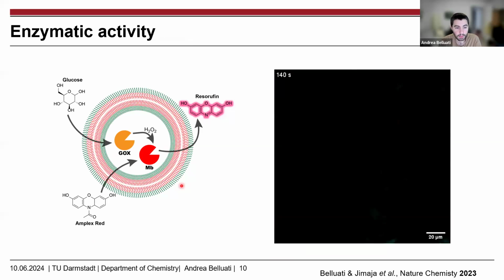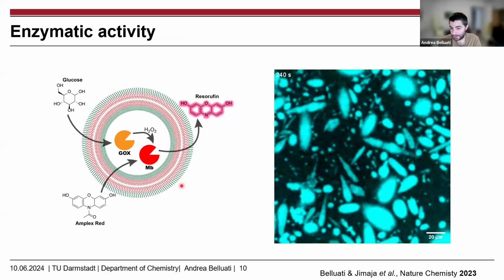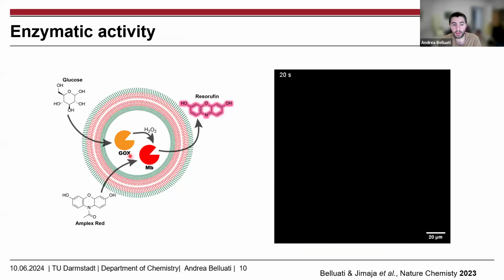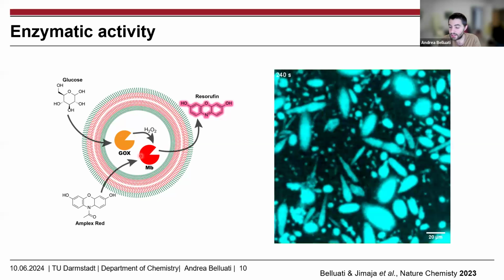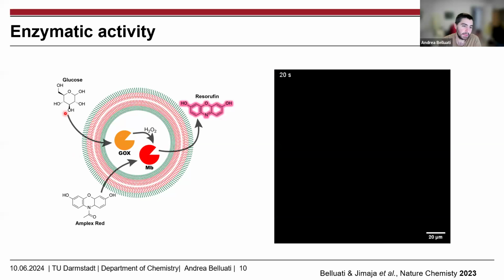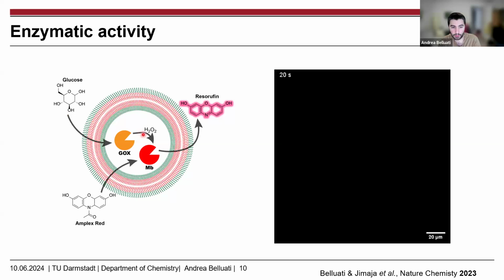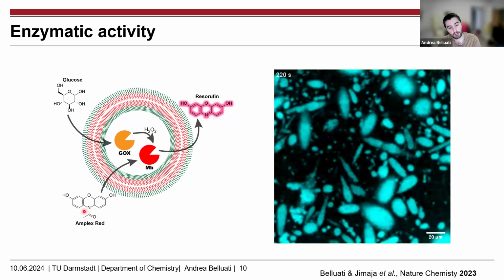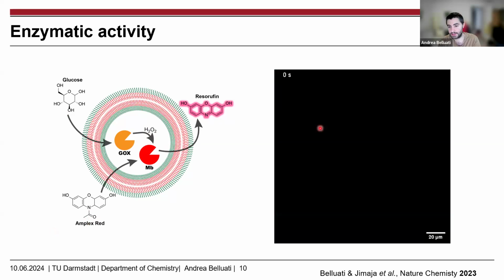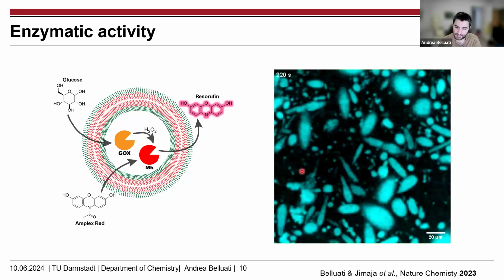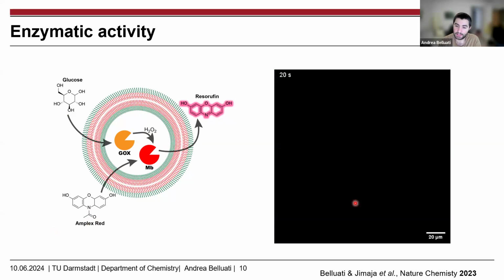Moreover, of course, the enzymes inside are still active. So if you co-encapsulate, for example, the classical glucose oxidase together with myoglobin, which has peroxidase activity, you can do the very classical cascade reaction, with glucose being metabolized by the oxidase that produces hydrogen peroxide. This is then used by myoglobin to produce resorufin from Amplex Red. You can see here in this time series how the fluorescence is initially localized within the vesicles, and then it diffuses out.